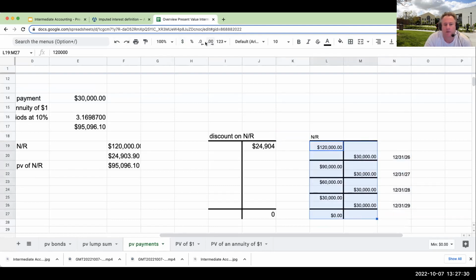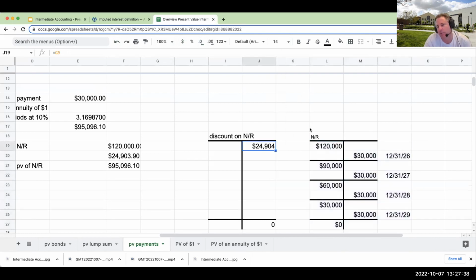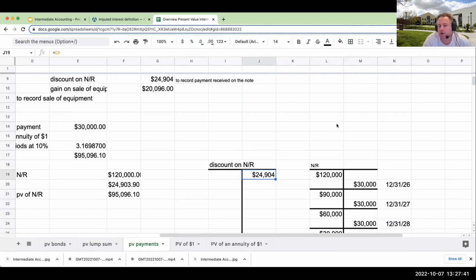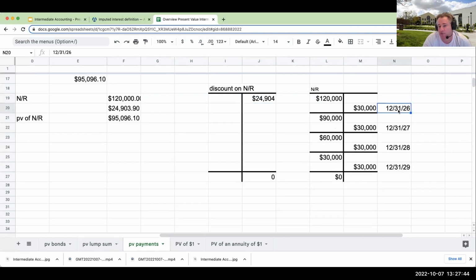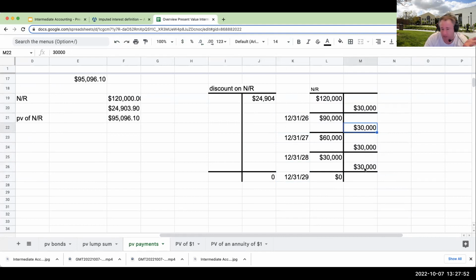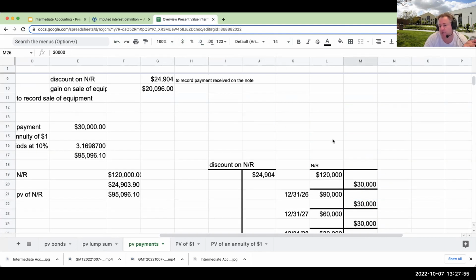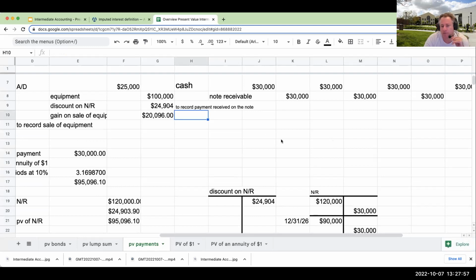So let's keep this in mind. Why is this so important? Because as we determine how much interest revenue we're going to recognize, we want to know that the value of this note is going to be changing. As I make these payments every year, the carrying value of the note is going to be dropping. So in order to make this discount on notes receivable go down to zero, I'm going to have a debit to discount on notes receivable, and I'm going to be crediting interest revenue.